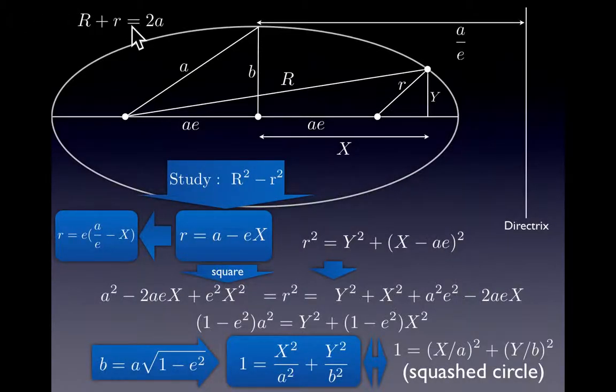In this video, we will demonstrate the equivalence of three definitions of the ellipse. One, a constant sum of the distances from two foci. Second, using the directrix. And third, as a squashed circle.